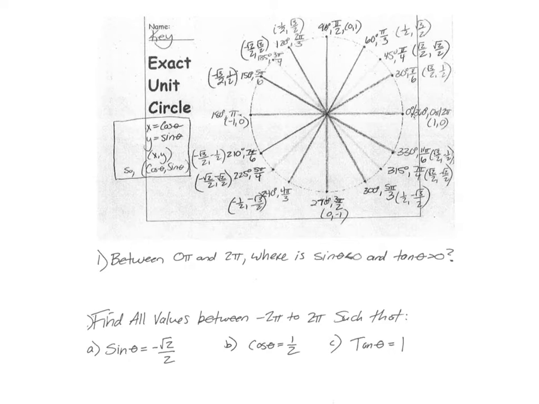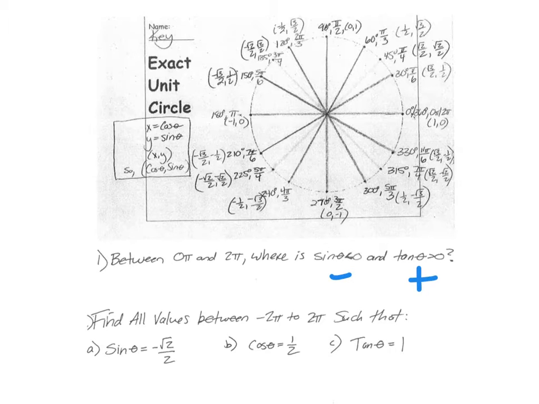So let's look at the solutions on how to answer these questions related to section 4.5. Question 1 here: between 0 and 2 pi, where is the sine of the angle less than 0, and where is the tangent of the angle greater than 0? What that means is, if the sine of the angle is less than 0, I want to know where it's negative, and when tangent's greater than 0, I want to know where it's positive.